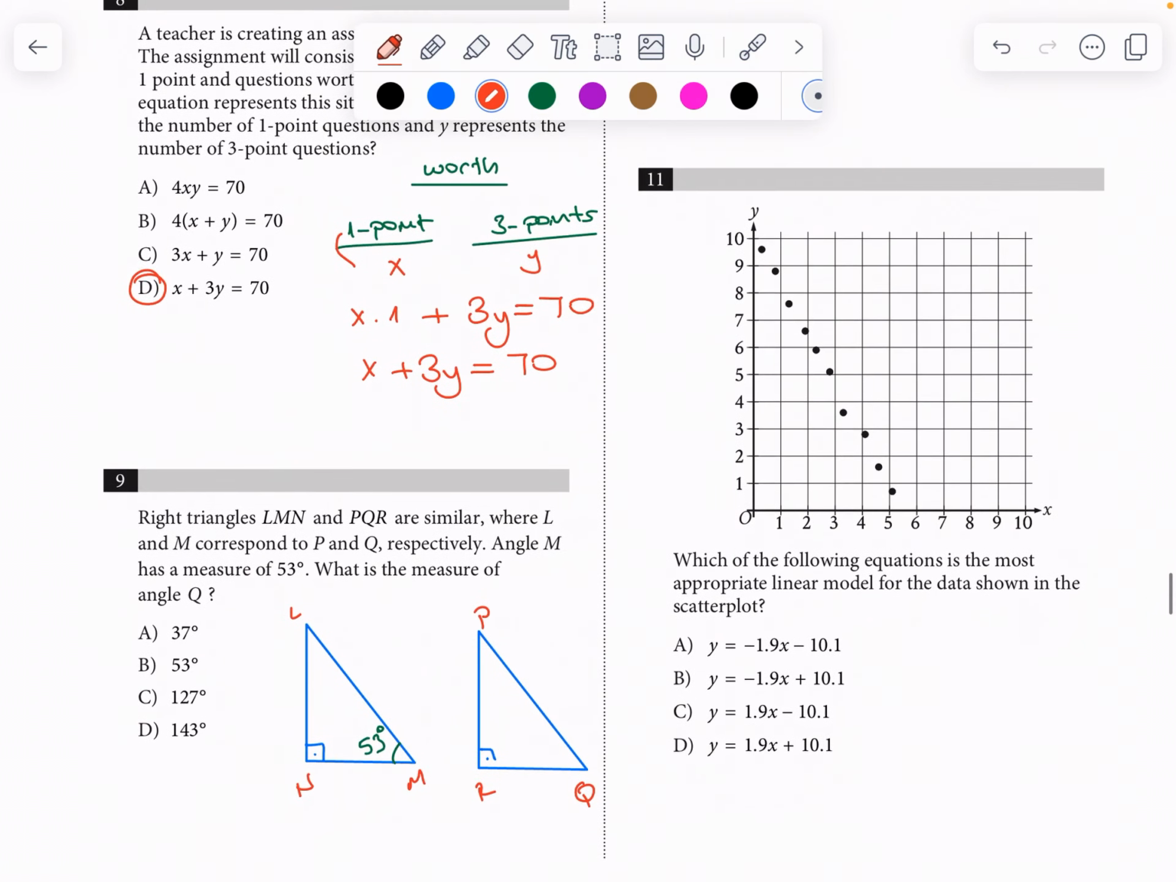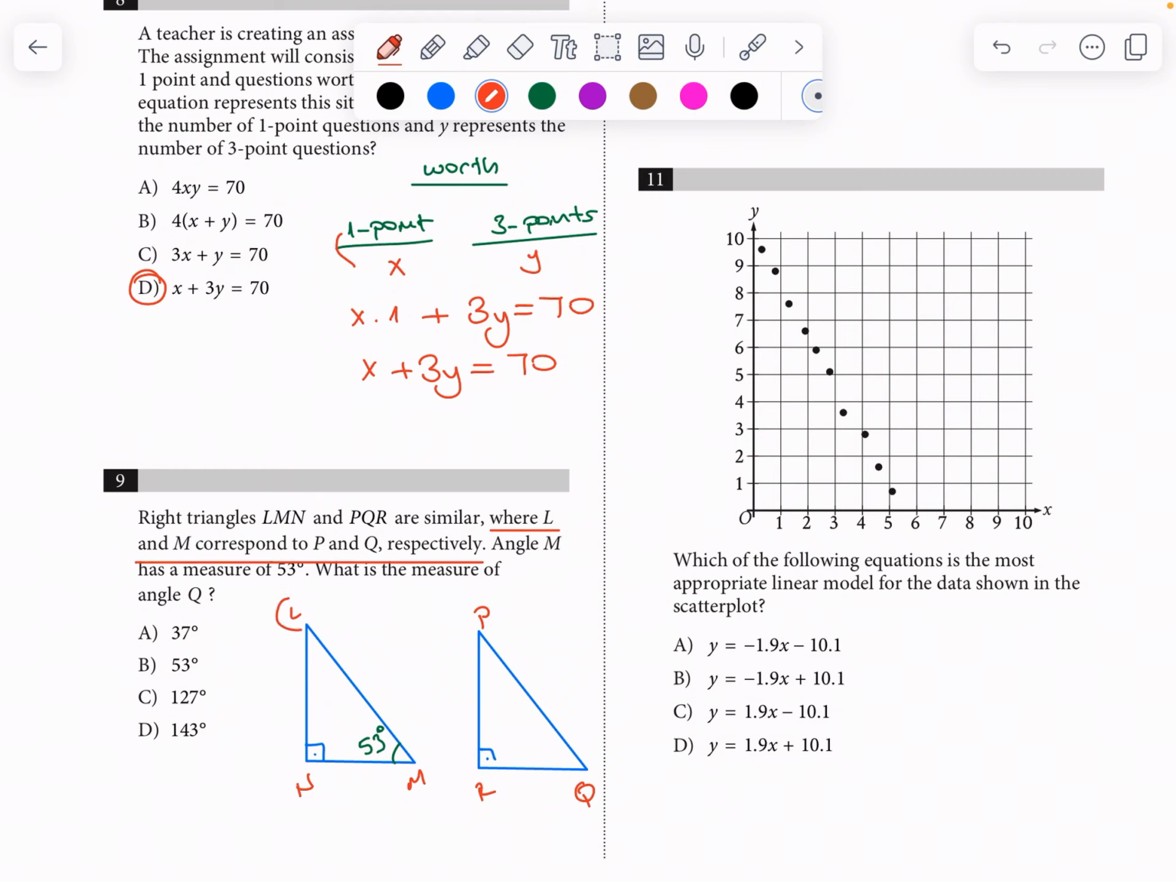Next question, question 9. Right triangles LMN and PQR are similar, where L and M correspond to P and Q respectively. Angle M has a measure of 53 degrees. What is the measure of angle Q? So first of all, we should understand the question, guys. Let us read this part again. Where L and M correspond to P and Q respectively, which means this.